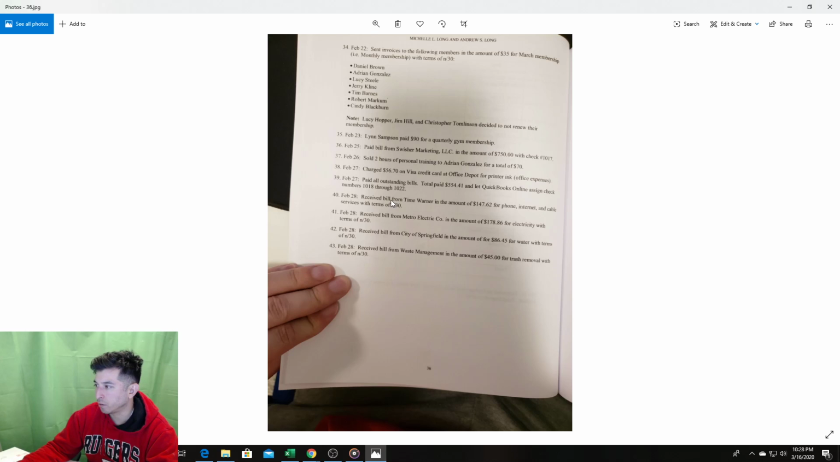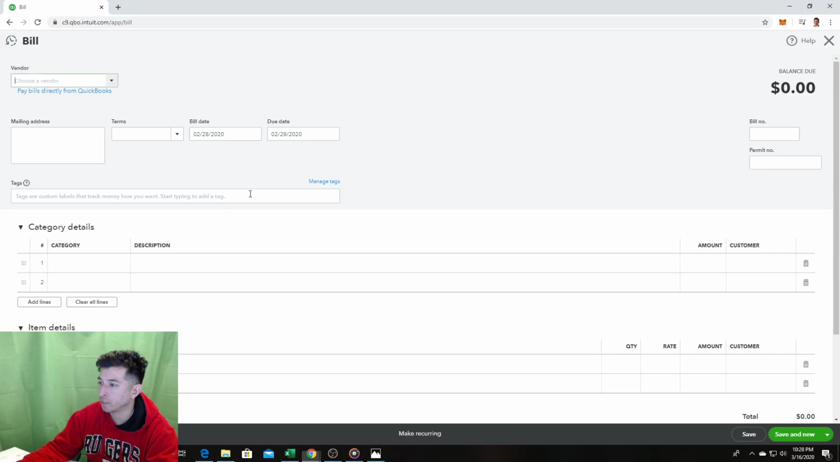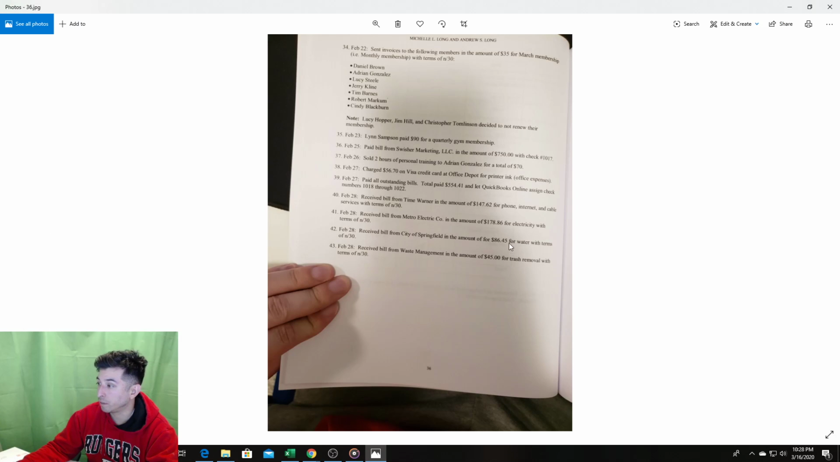Next transaction is going to be transaction number 41 for February 28th. Received bill from Metro Electric Co. in the amount of $178.86 for electricity with terms net 30. So let's go ahead and do that. Metro Electric Company, terms net 30, bill date February 28th. Electric, or is it 100? How much is it? 170. Ooh.